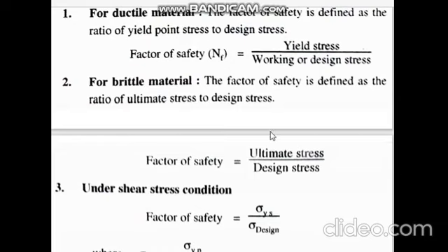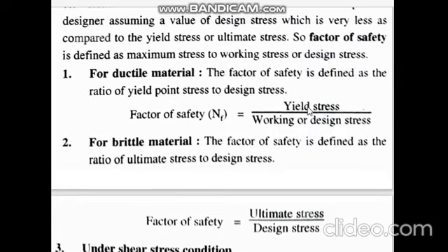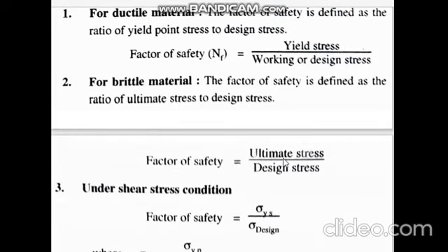Similarly, for a brittle material, because there is no yielding and no necking, it is assumed to fail at ultimate stress, whereas ductile material is assumed to fail at yield stress. If somebody asks where ductile material fails, it fails at yield stress. A brittle material, for example cast iron, fails at ultimate stress, because it has no yielding.